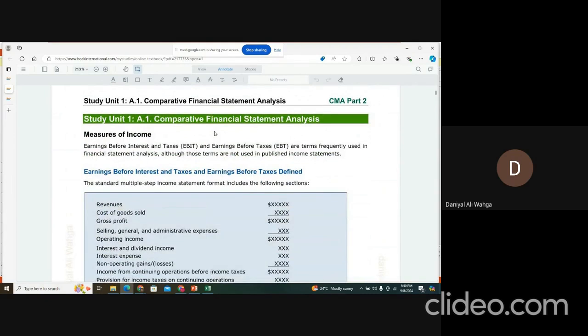If I look at the measure of income, starting from comparative financial statement analysis, you can see that at first there is an explanation of a measure of income. I am measuring my income. I have my EBIT working, earnings before interest and taxes. It says earnings before interest and taxes relates to it. I'm going to highlight it for you. Then my earnings before taxes are very important subtotals, very frequent terms in the financial statement. These are very important for my analysis.